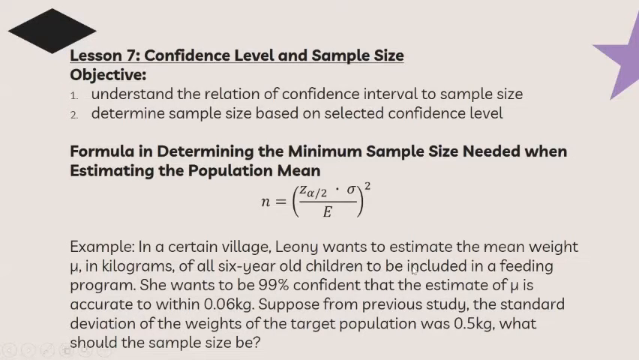We're now on our last lesson, lesson 7, all about confidence level and sample size. Our objectives are, first, understand the relationship of confidence interval to sample size, and determine sample size based on selected confidence level. We would question ourselves, how large should a sample be? How many researchers find this a problem?